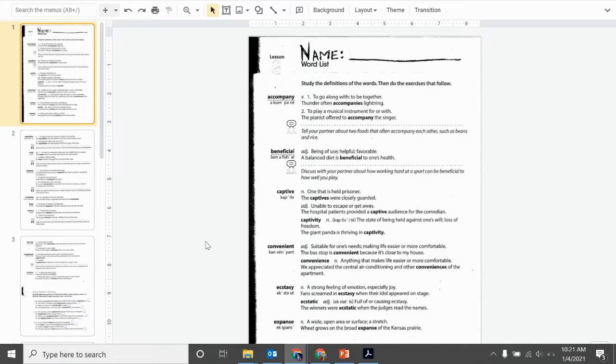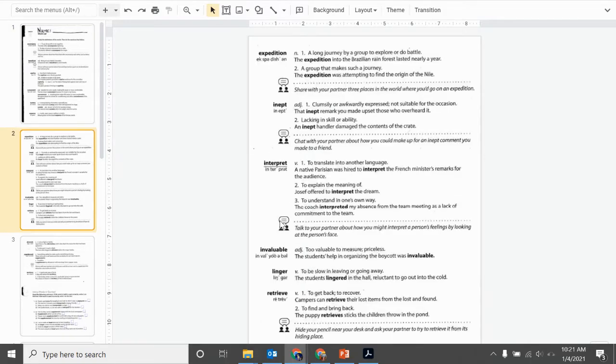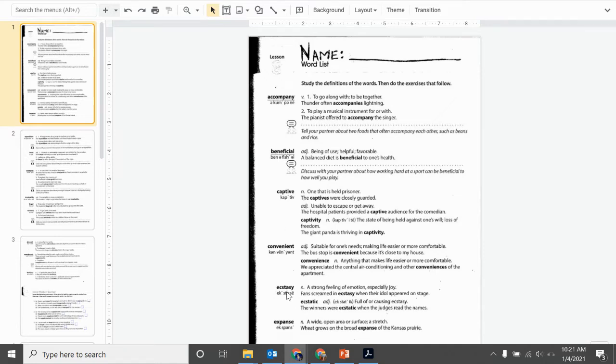So our first word is accompany, to go along with or to play a musical instrument. Beneficial, being of use. Captive or captivity, convenient or convenience. Very similar, but one's an adjective and one is a noun. Similar with, well, both captive and captivity are nouns. Ecstasy, so it's a strong feeling of emotion. Ecstatic, which is full of or causing ecstasy.